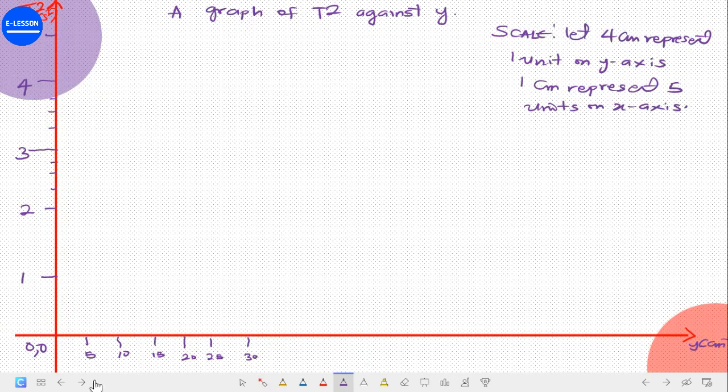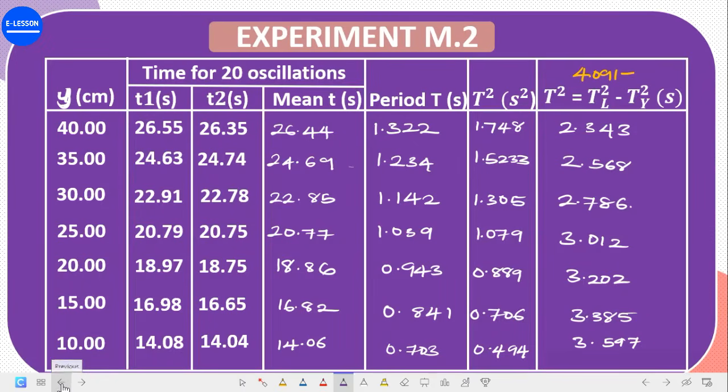Least here is 40, so we still continue. 35, and then finally we have what? 40. Now, having gotten this, the next thing you do is to start your plotting. Now, what were your values? Your values, you are plotting t square against y. So these ones are on the x axis, y axis.